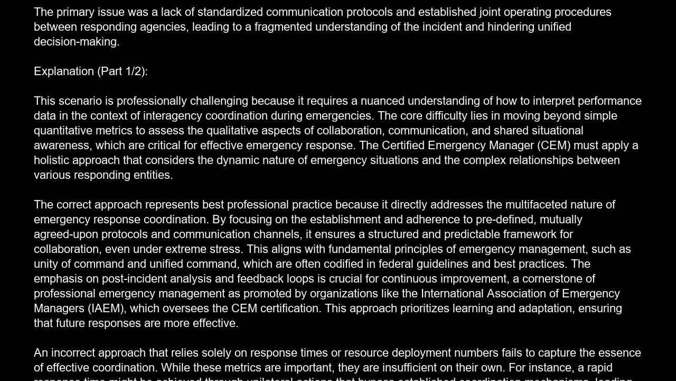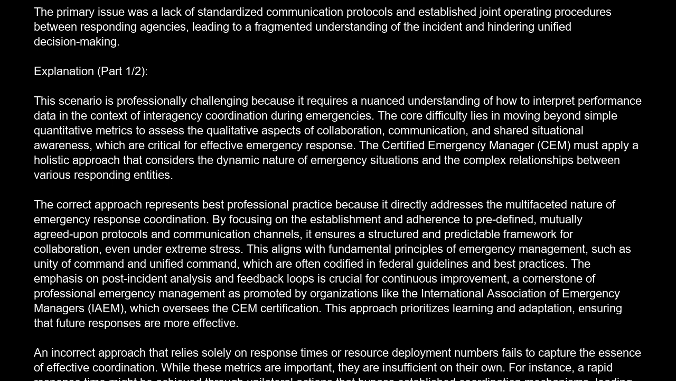The correct answer is C. The primary issue was a lack of standardized communication protocols and established joint operating procedures between responding agencies, leading to a fragmented understanding of the incident and hindering unified decision-making.